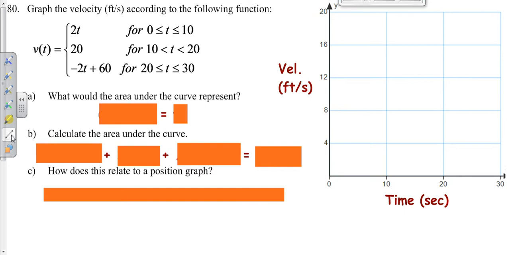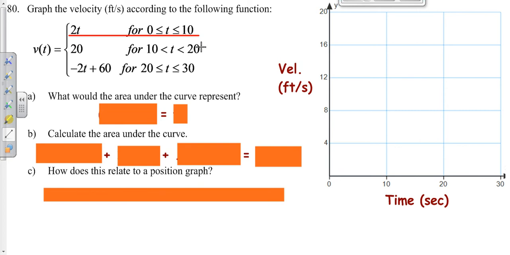So for our first piece, looking here, whenever you're between 0 and 10, you want to use this. That just says you double your input. So if you plug in 0, 0 times 2 is 0. And then we know this is a straight line, y-intercept 0, slope of 2.